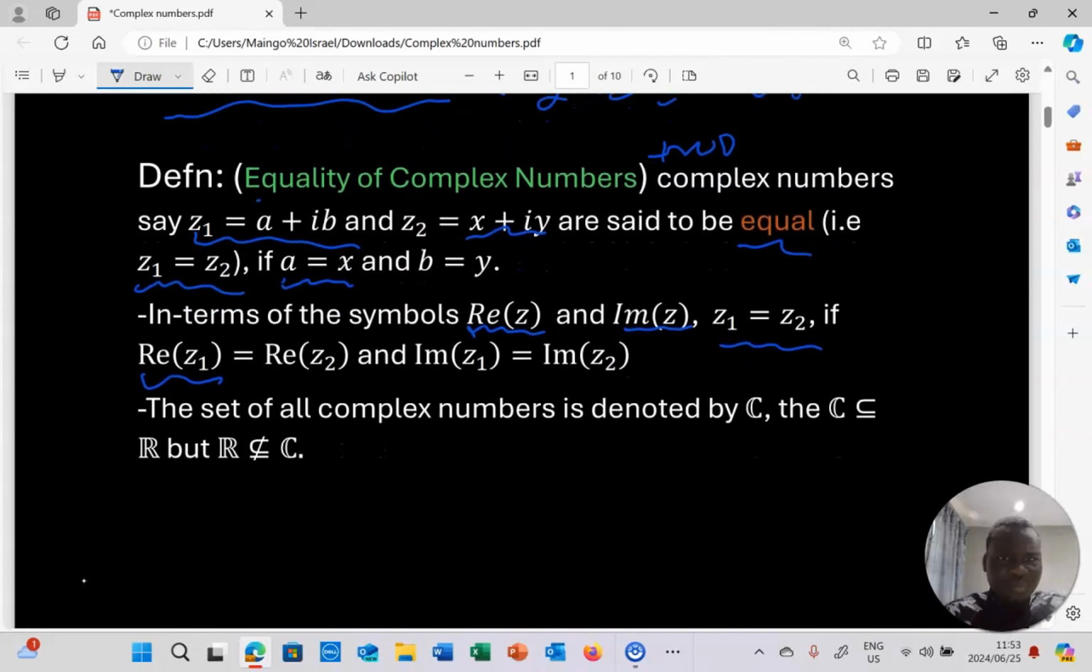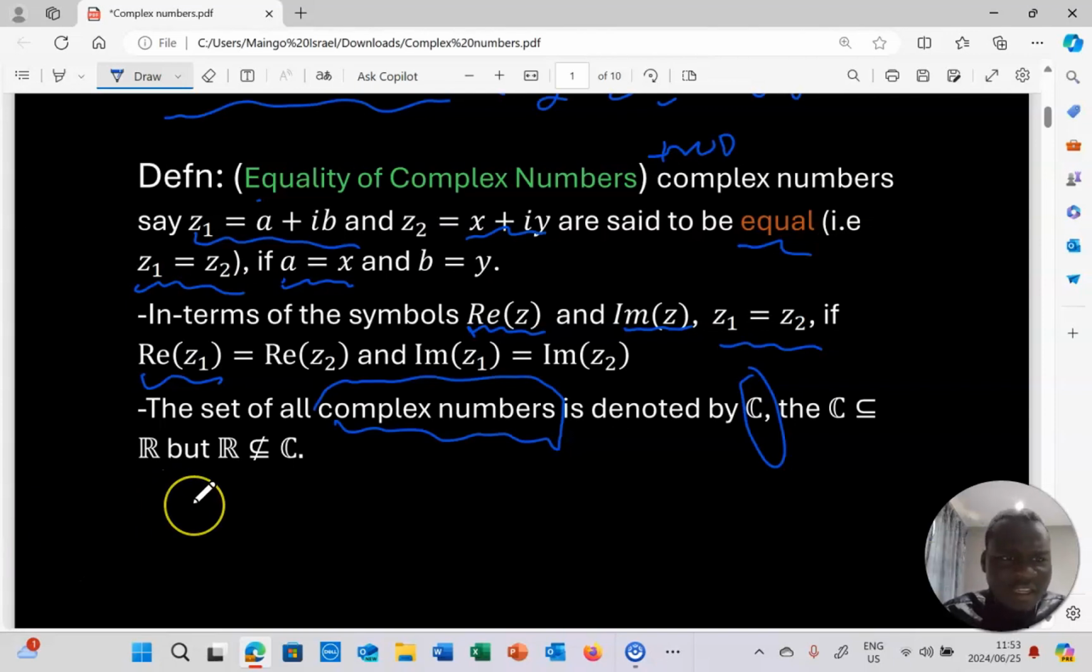Be aware that the set of all complex numbers is denoted by the letter C. So that is its notation. The set of real numbers is a subset of the complex numbers, but the converse is not true, because the set of complex numbers is not a subset of the real numbers. That's what you have to bear in mind.